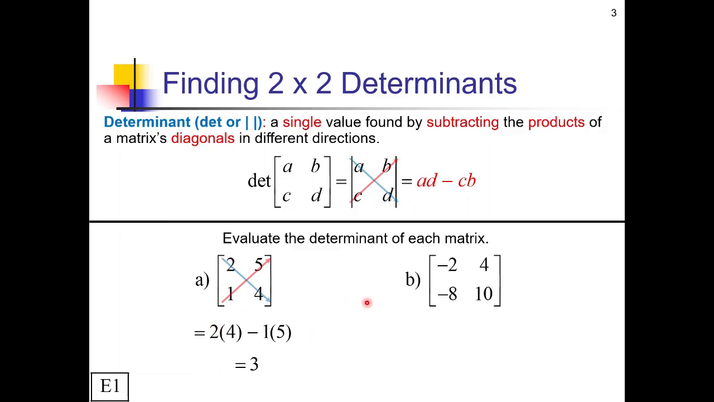That's it. Now for part B, we do the top down, so negative 2 times 10, and then bottom up, this would be a minus negative 8 times 4, but minus minus gives us a plus, so this will be a plus 8 times 4. So that's negative 20 plus 32, which is going to be 12.